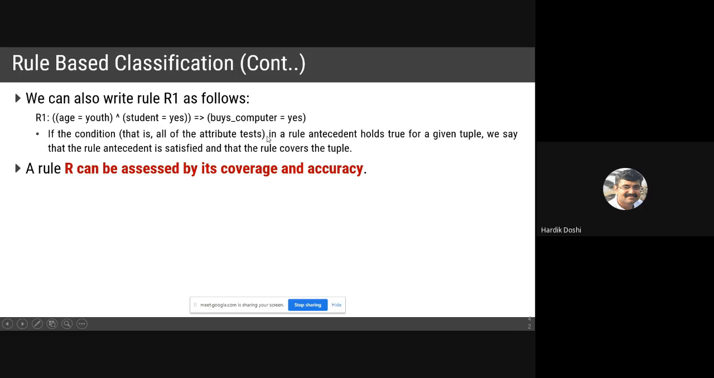So if the condition in a rule antecedent holds true for a given tuple, we say that the rule antecedent is satisfied and that the rule covers the tuple. Now this is a very important thing.